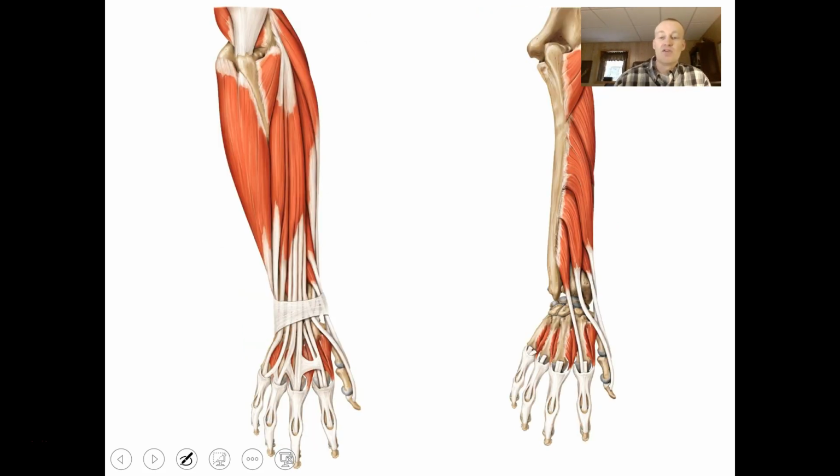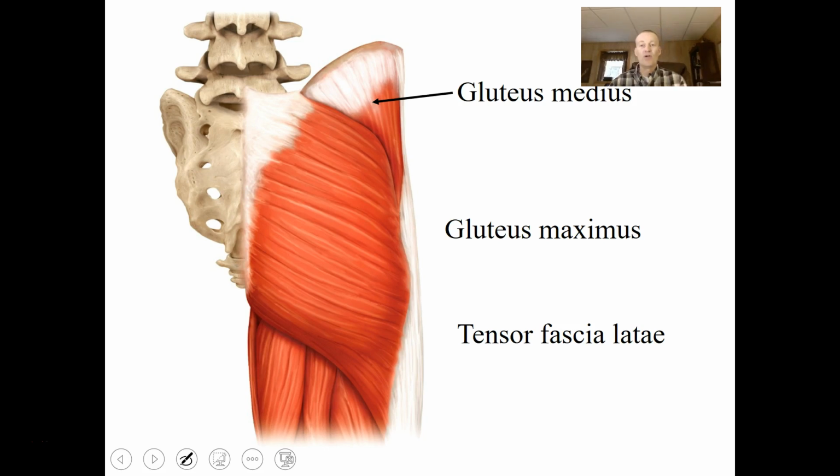Okay, now there's many more arm muscles to learn. I've just picked a few of them that I thought would be useful for you.